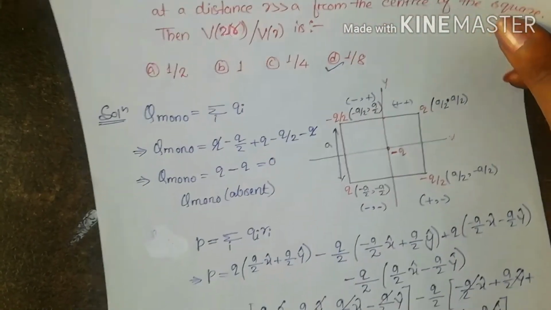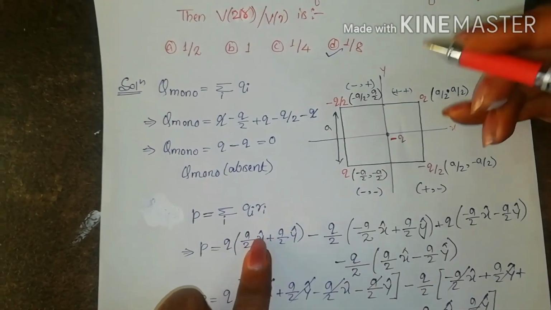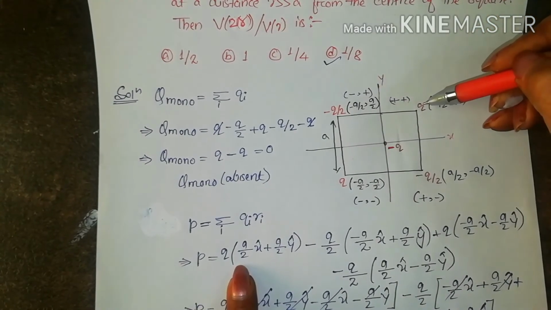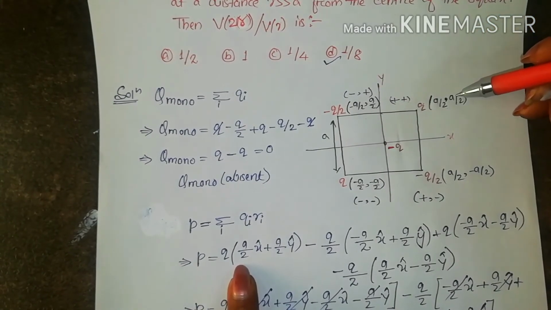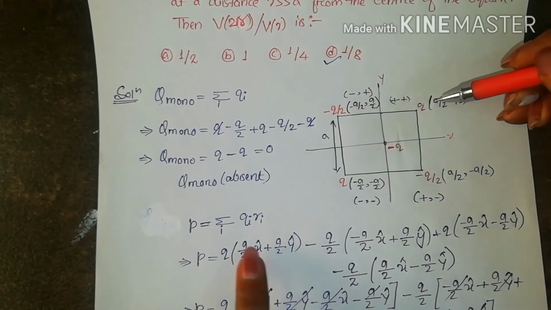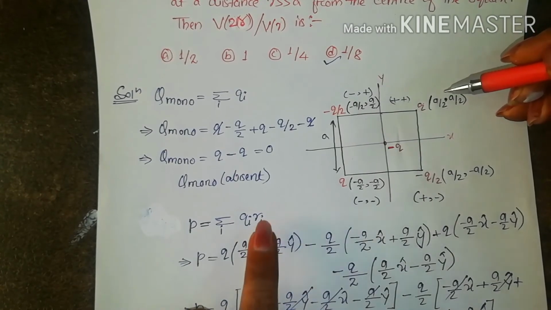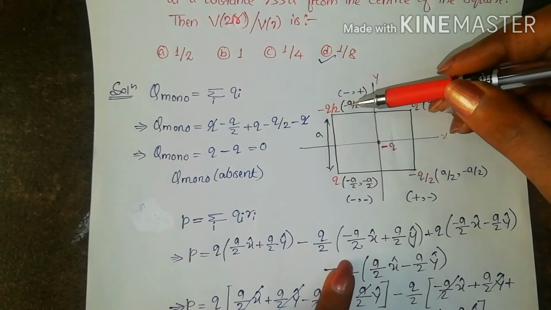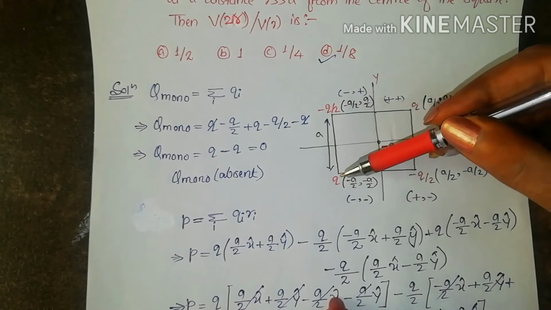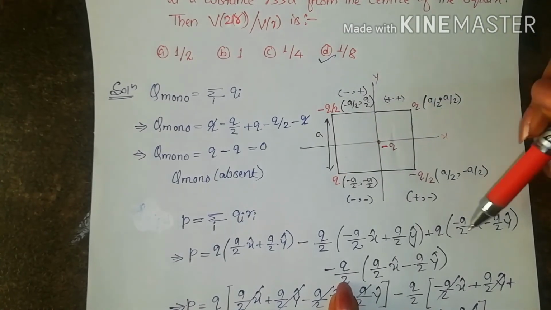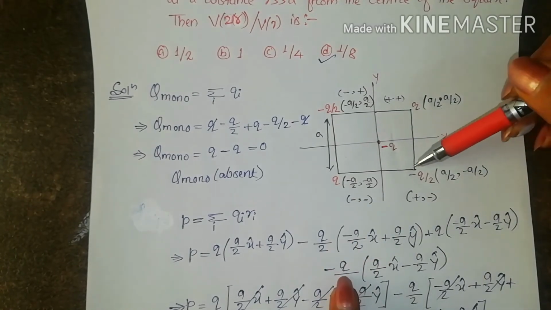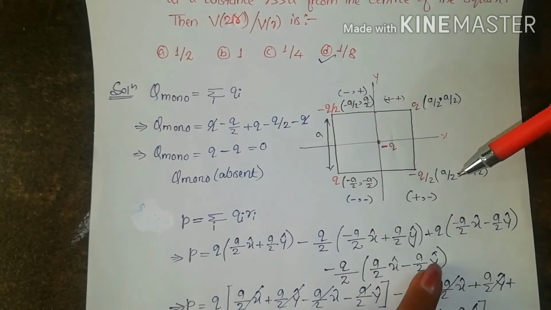And when we write qi ri for each charge, we have to proceed in this way. So firstly for this charge q, it will be a by 2 x cap plus a by 2 y cap. This is ri, the distance. Next is minus q by 2, and this time it will be minus a by 2 x cap plus a by 2 y cap. Similarly for this q charge also you can write, plus q, minus a by 2 x cap minus a by 2 y cap. Similarly for this one it will be a by 2 x cap minus a by 2 y cap.